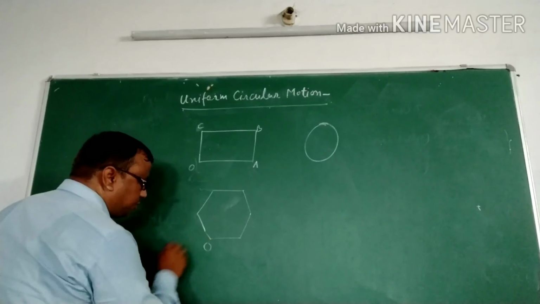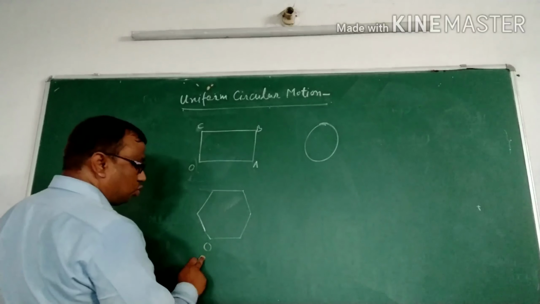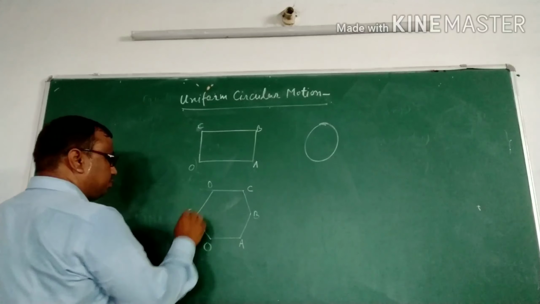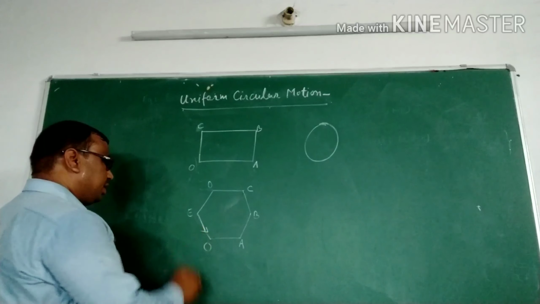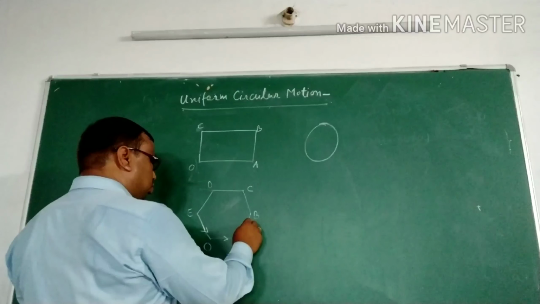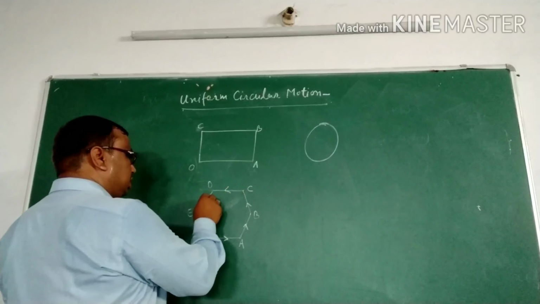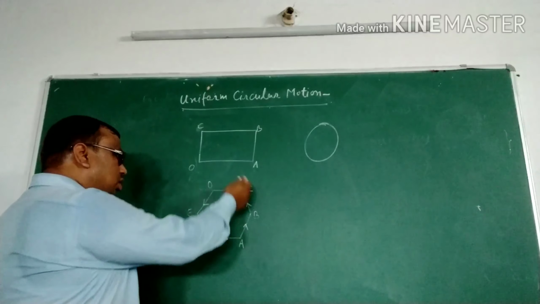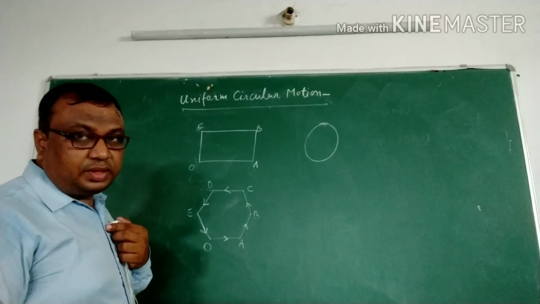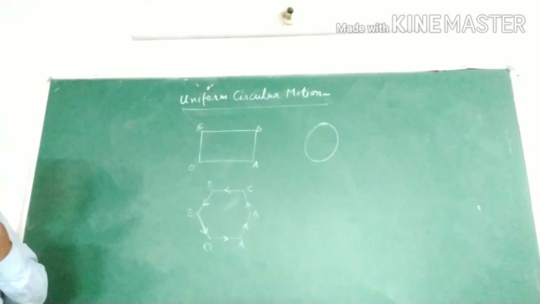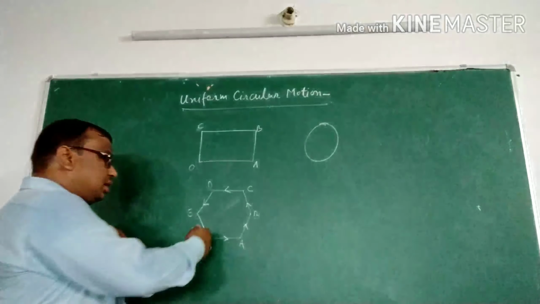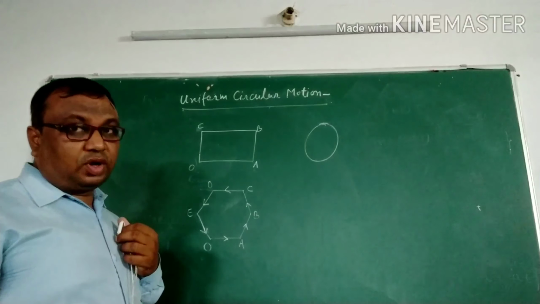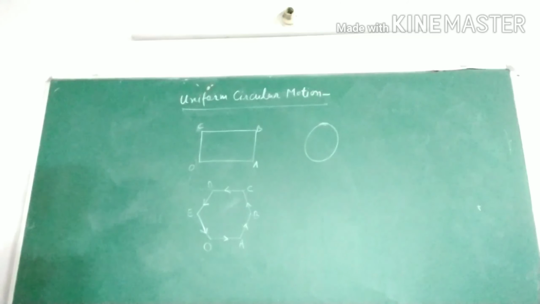Now, if another man starts his journey from O and reaches A, B, C, D, and E, and again point O, O to A, A to B, B to C, C to D, D to E, and E to O. If he completes his whole trajectory and reaches his original position O, then his total displacement is 0, and then his velocity is 0 at the end at point O.